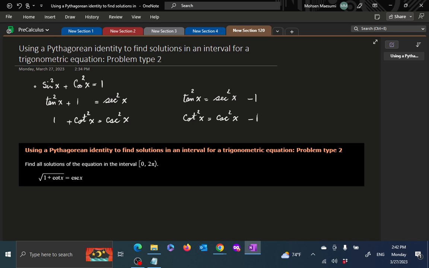Hi and welcome to our pre-calculus. The topic today is using a Pythagorean identity to find solutions in an interval for a trigonometric equation.